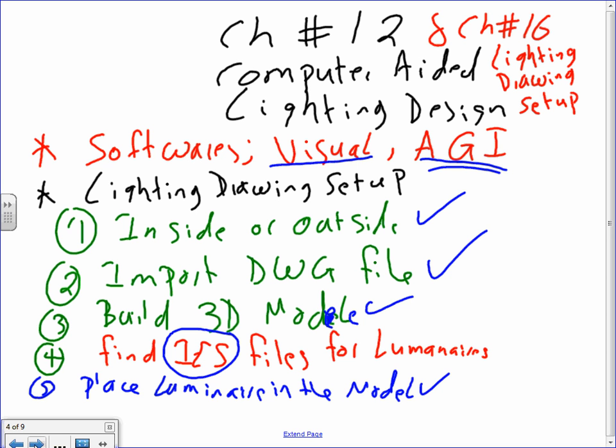Okay, Jeff, my friend, very easy. Computer-aided lighting software. Here's what you're going to be dealing with. Most common, Visual. Does that ring a bell to all of you? That's exactly what we've done. How about AGI? I'm trying to get AGI for you guys, we can do it in the spring, if I can get it. Really cool. AGI can do everything that Visual can do, plus rendering.